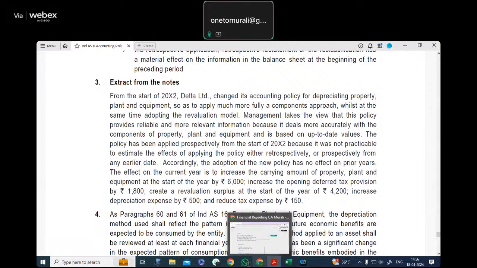Management takes the view that this policy provides reliable and more relevant information because it deals more accurately with the components of PPE and is based on up-to-date values.